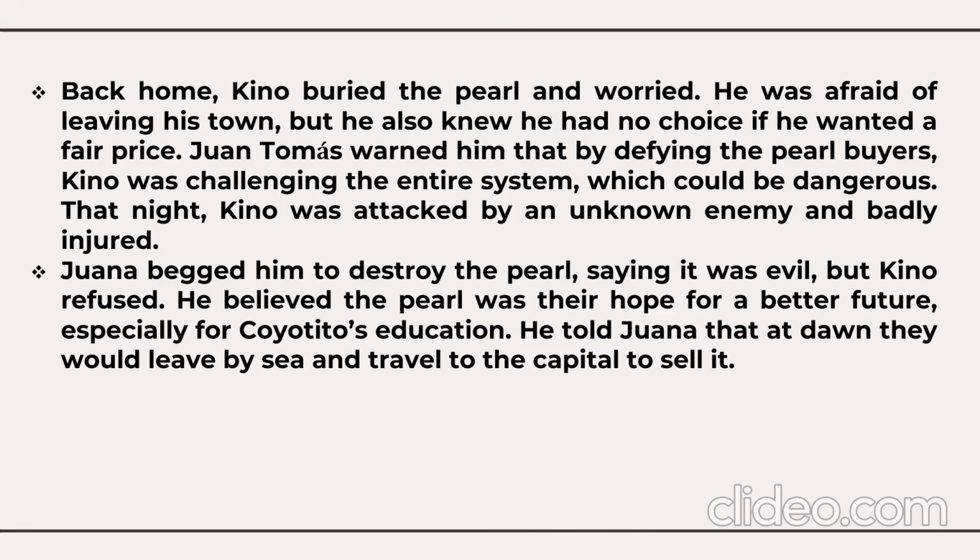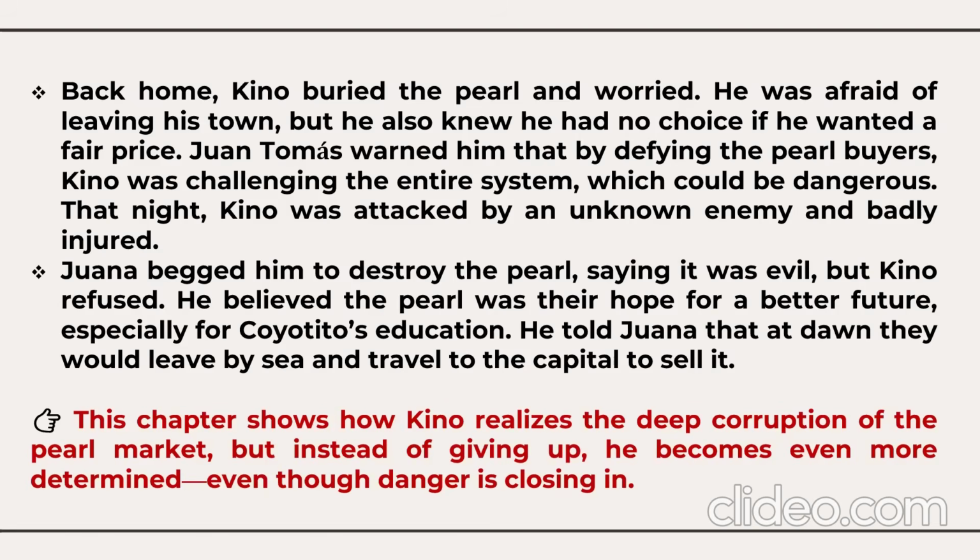She was saying that it was evil, but Kino refused. He believed the pearl was a hope for a better future, especially for Coyotito's education. He told Joanna that at dawn they would leave by sea and travel to the capital to sell it. So this chapter shows how Kino realizes the deep corruption of the pearl market, but instead of giving up, he becomes even more determined, even though the danger is approaching.